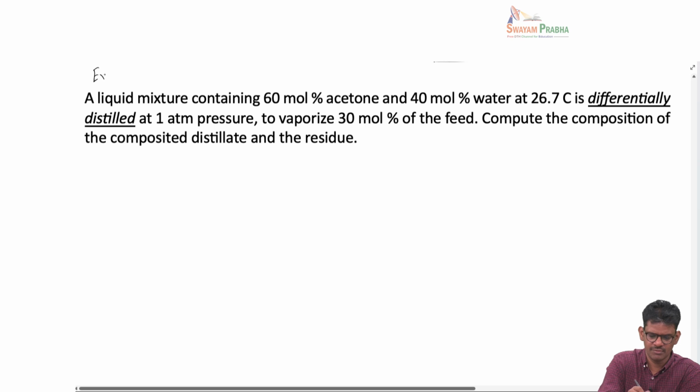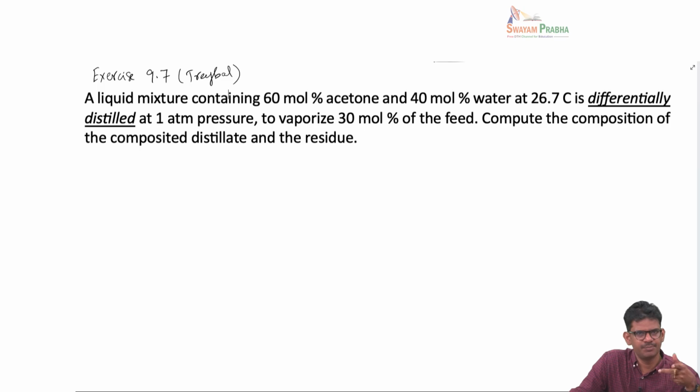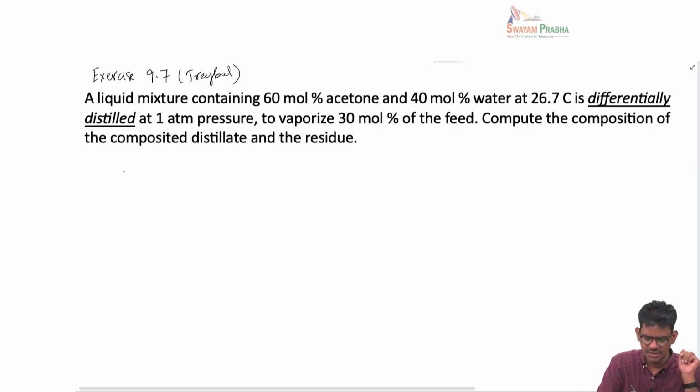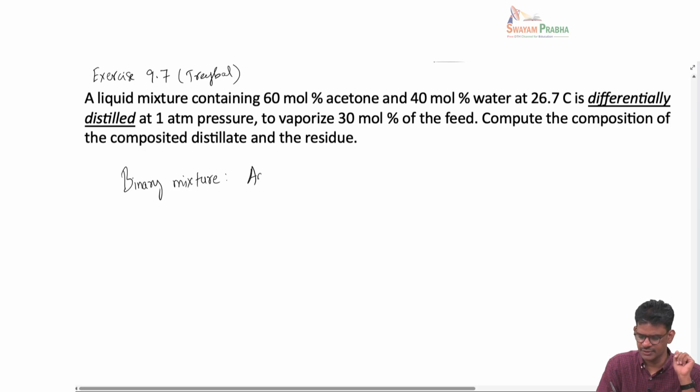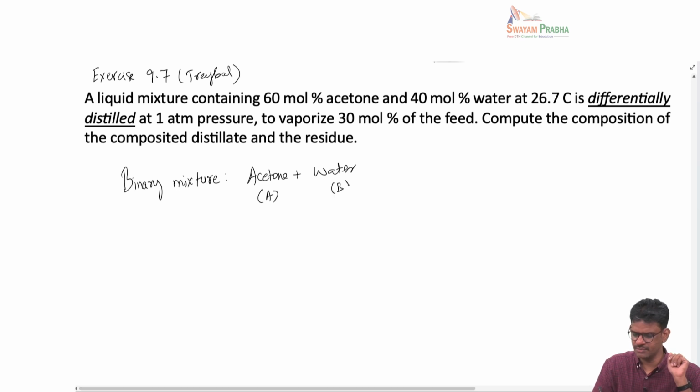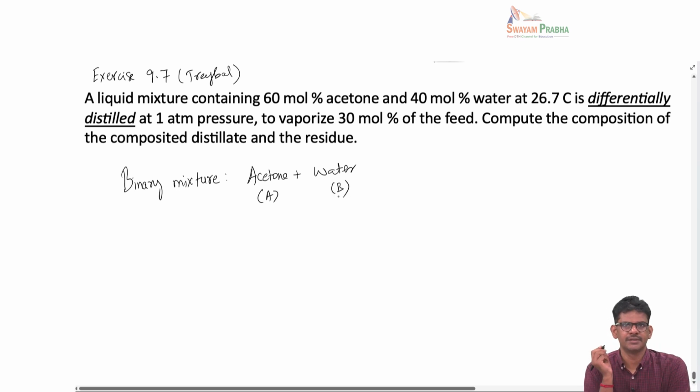This is exercise problem 9.7 in the textbook. So here you can see that this problem and the previous problem are very similar, except that what is given and what is asked are different. Okay, so in this problem, the binary mixture is acetone plus water. Acetone is component A and water is B, because we know acetone is more volatile than water.